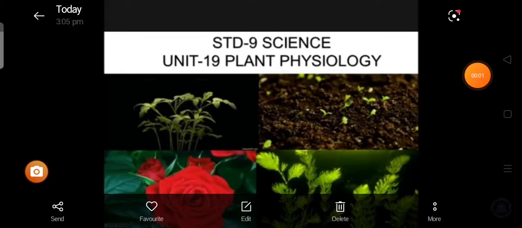Dear students, now we see Standard 9 Science, Unit 19: Plant Physiology. What is plant physiology? Plant physiology is the study of plants and their functions and behaviors.